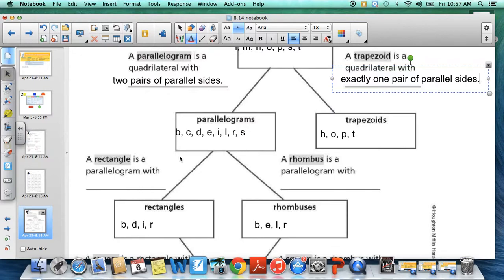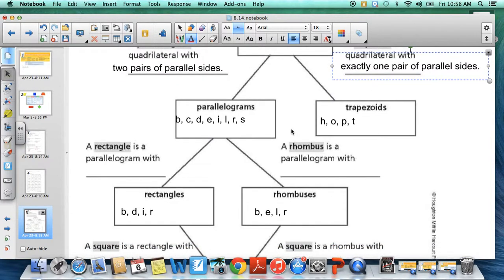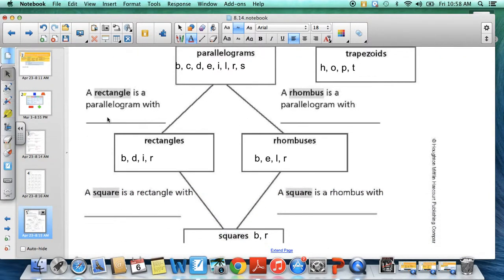Okay, let's move on. So also with the trapezoids, the shapes we classified as trapezoids, they would all have exactly 1 pair of parallel sides. That would be the one thing in common that they have. A rectangle is a parallelogram with 4 right angles. You guys probably already knew that.